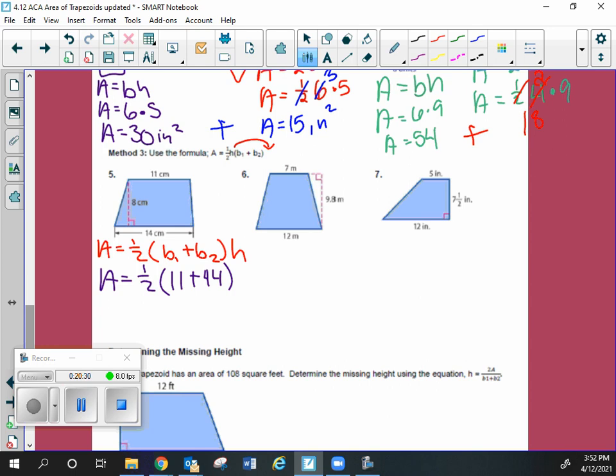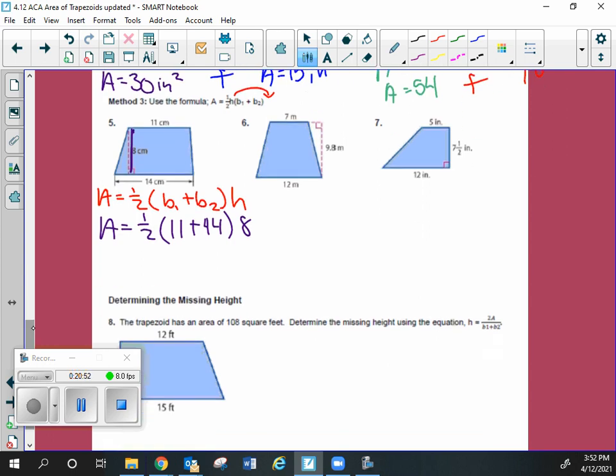My height is, nope, my height is 8. Okay, the thing that is perpendicular between the two. Okay, order of operations says I need to do what part first? The grouping, the parentheses. Very good. So 11 plus 14 is 25. I'm going to copy everything else out. I'm leaving 25 in the parentheses, but I still need to solve.